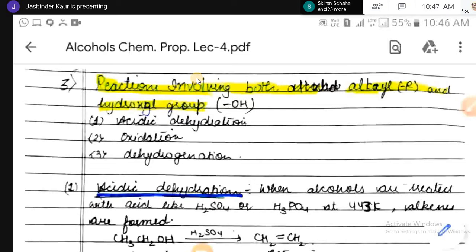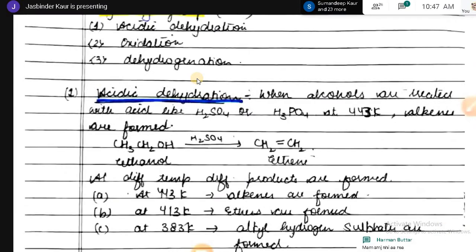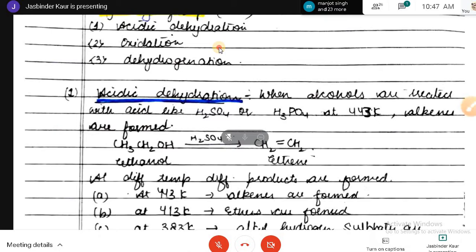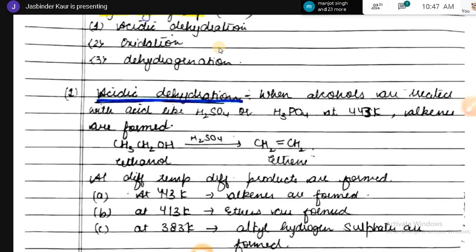Acid dehydration is a reaction in which dehydration takes place in the presence of acid. Dehydration, that is removal of water in the presence of acid, that is acidic dehydration.